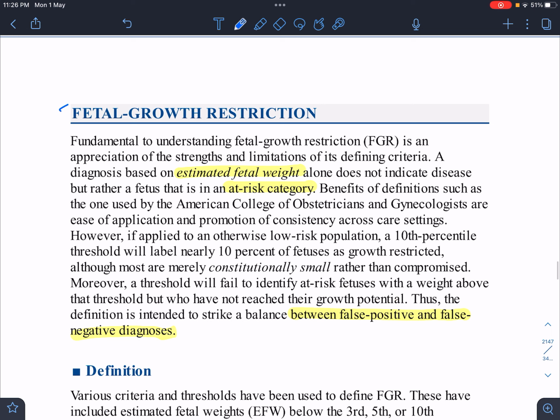So now let's go to fetal growth restriction. Now, how do you understand fetal growth restriction? You have to understand that there is a criteria that we have given, and there can be false positives and false negative diagnoses. But when you have a standard definition, you are likely to detect more people. Even if there are false positives in it, you are still likely to pick up the people who actually have the disease, and that's actually much better than missing them out.